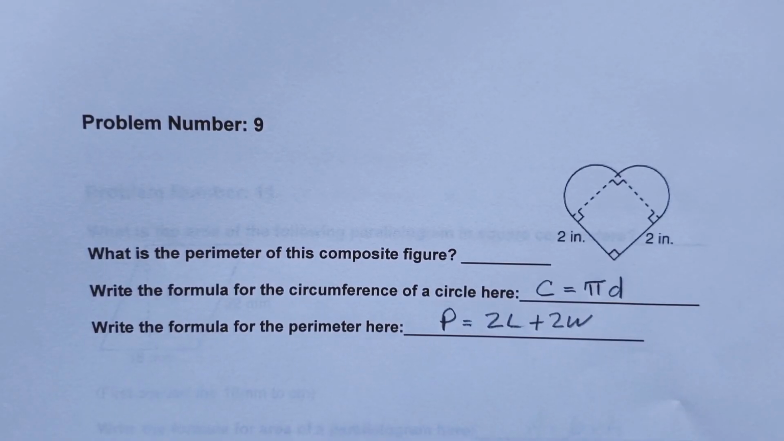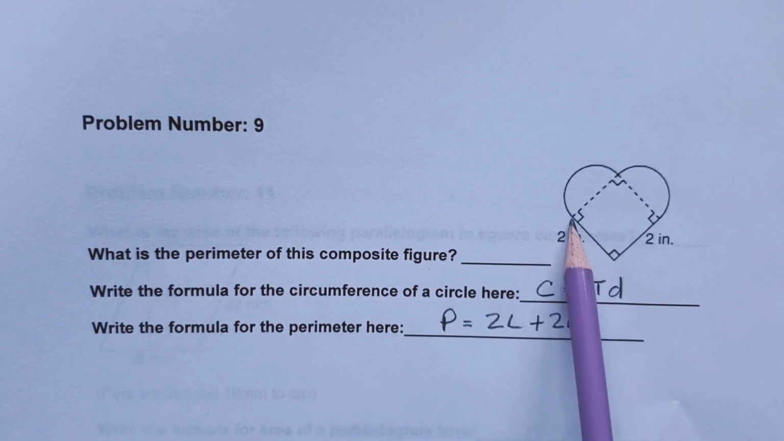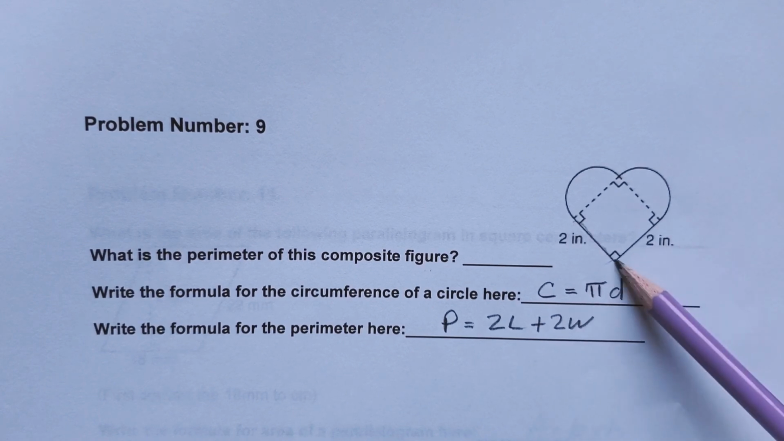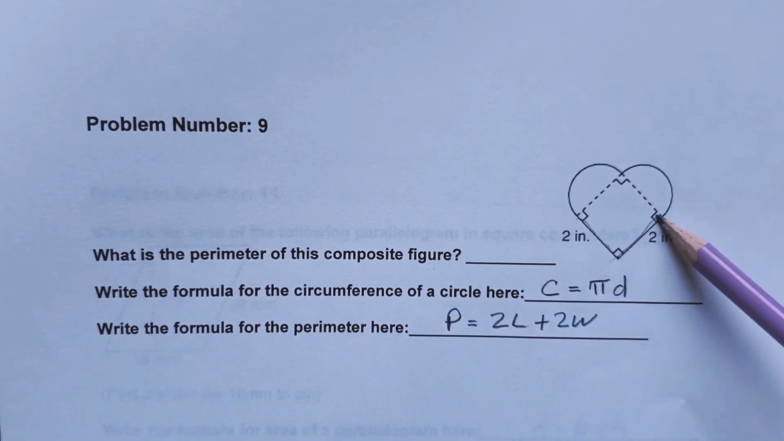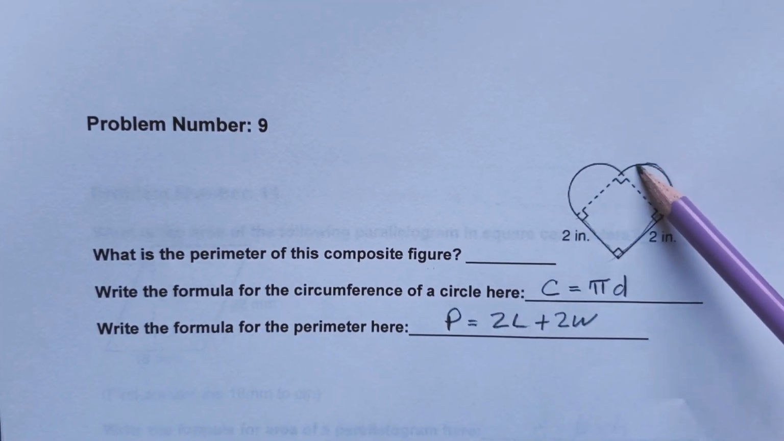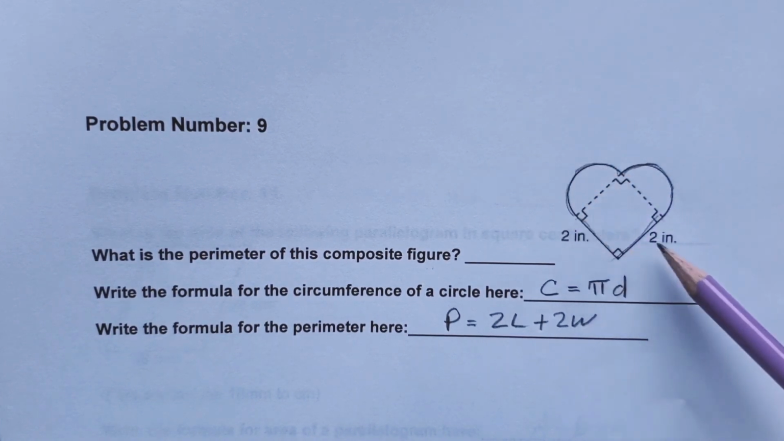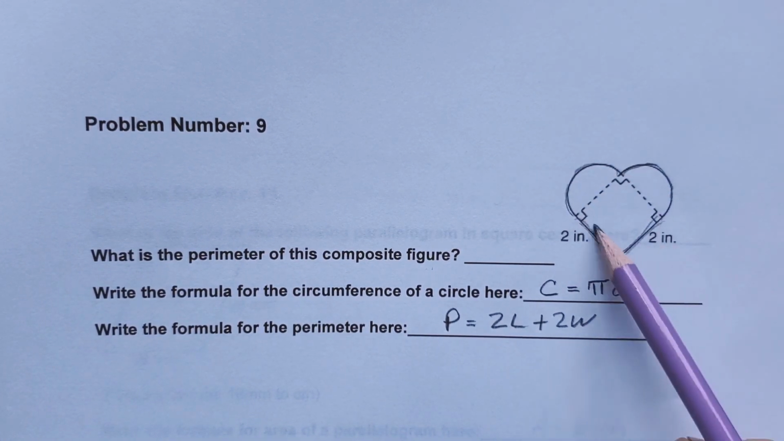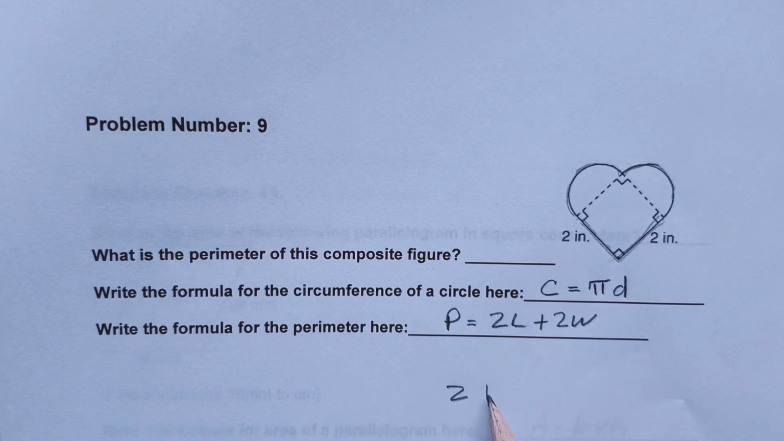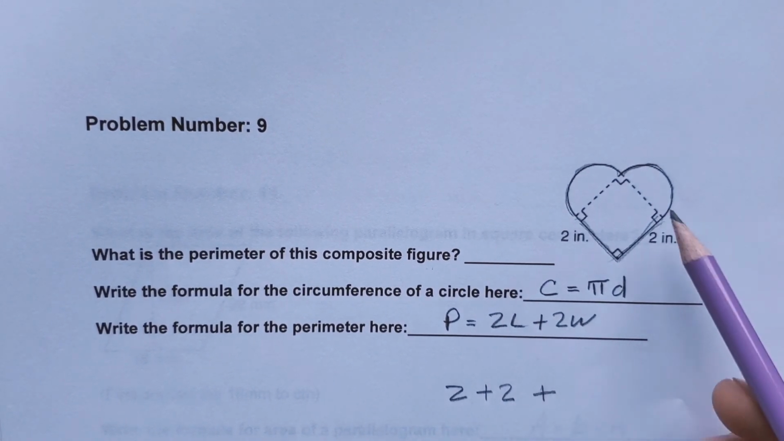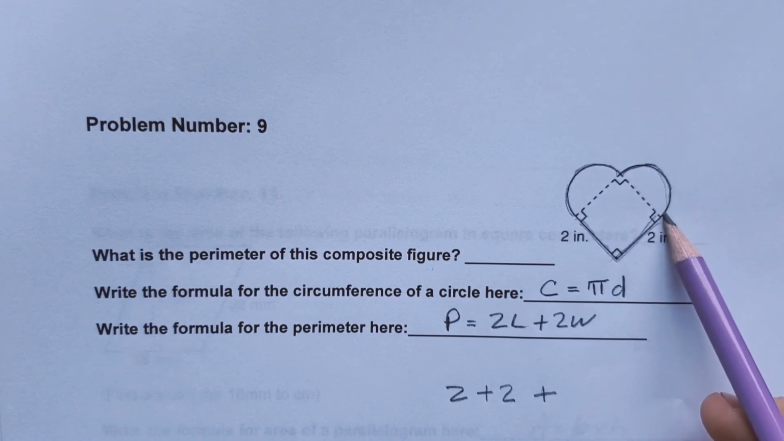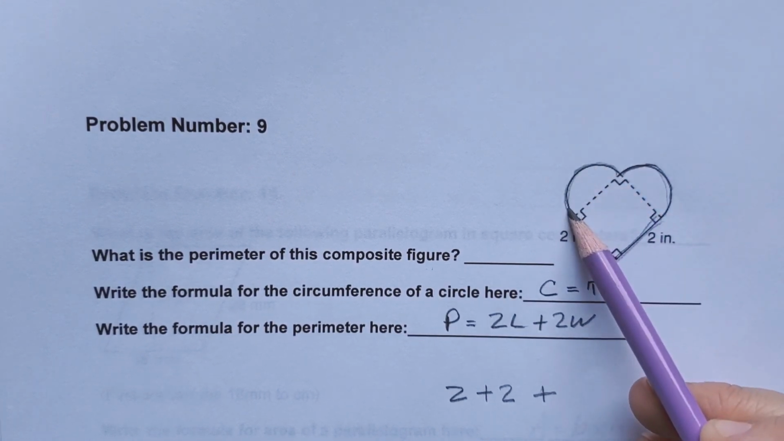All right, problem number 9. What is the perimeter of this composite figure? So we need to know this plus this half circle plus this half circle. Well, this and this are easy to find. They gave us the answer. It's 2 plus 2, right? Now we're going to have to add the circumference of this half circle and the circumference of this half circle.